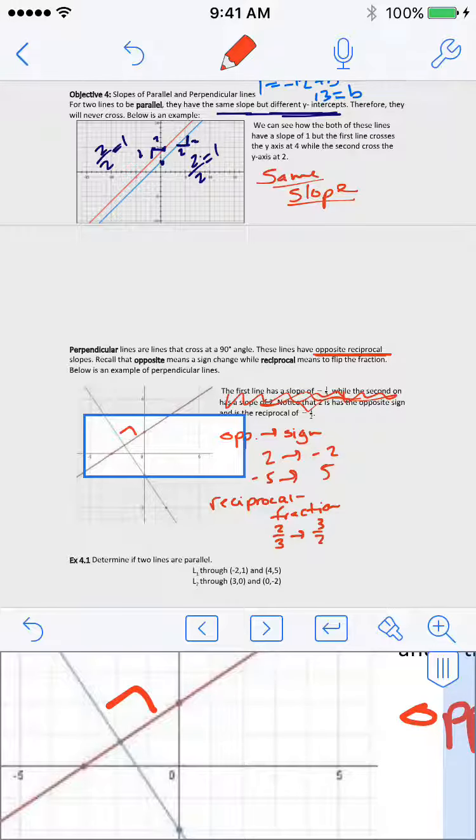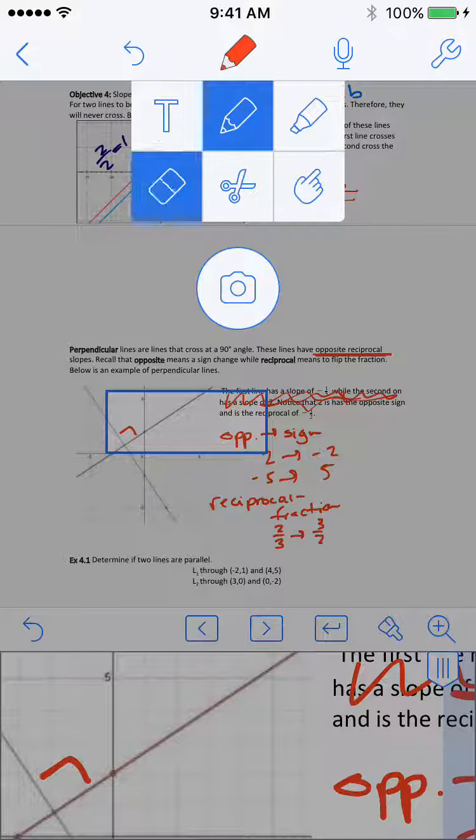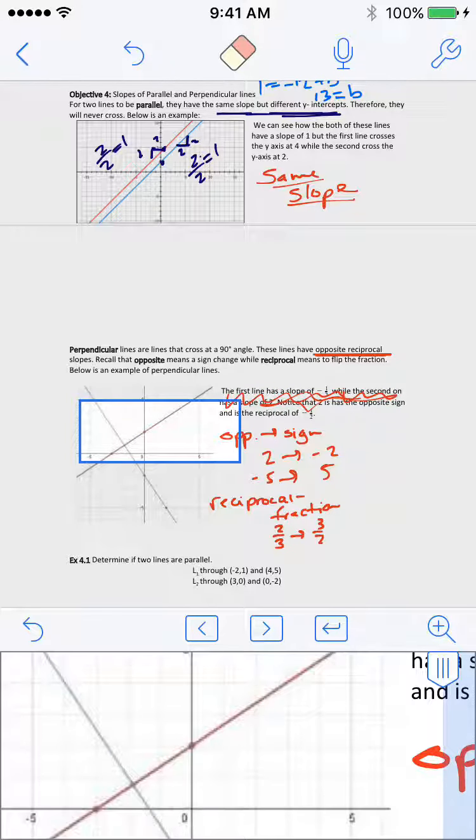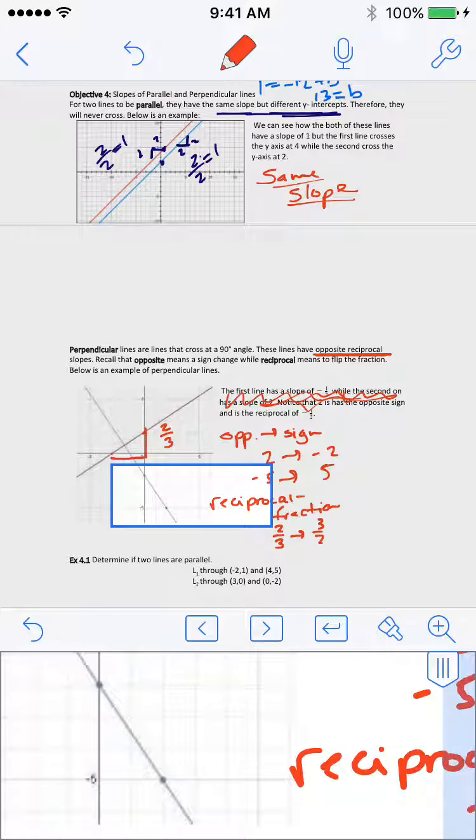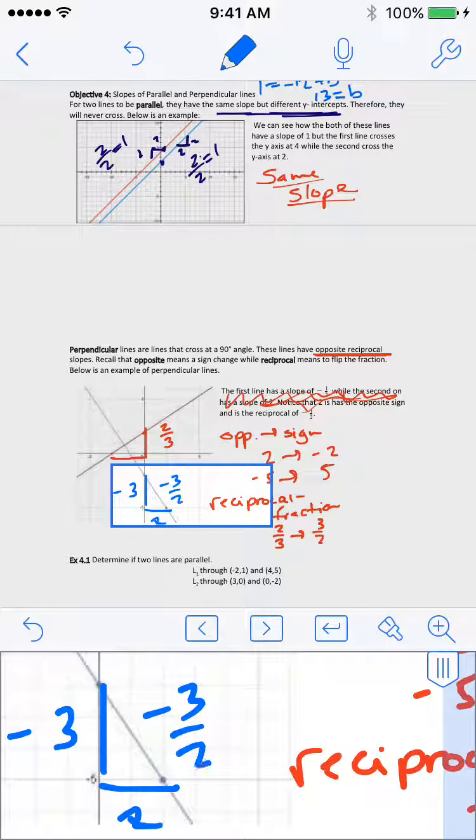So let's take a look at these two slopes right here. Let's erase this little perpendicular mark so that we can look at these a little more. Let's take a look at the red one. From here to here, we've got a run of 3, rise of 2, right? So this is a slope of rise over run, 3/2. Now as for the blue one, you can look down here. It goes down 3 and out 2. So -3 and out 2. So this is a slope of -3/2.